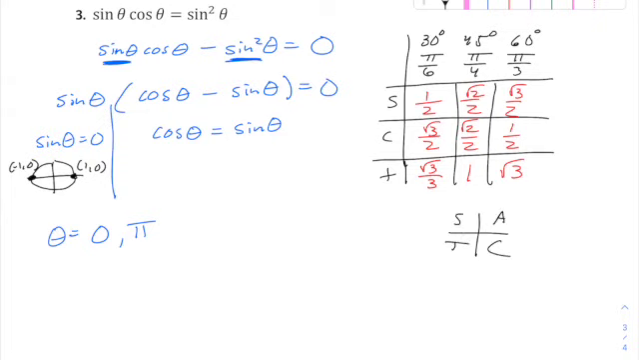So now think about the quadrants here. In quadrant 1, both are positive. So that's where they have the same value in quadrant 1. In quadrant 2, sine is positive, but cosine is negative, so they don't have the same value there. They'll have opposite values. In quadrant 3, sine and cosine are both negative, root 2 over 2, so they have the same value. They're both negative.